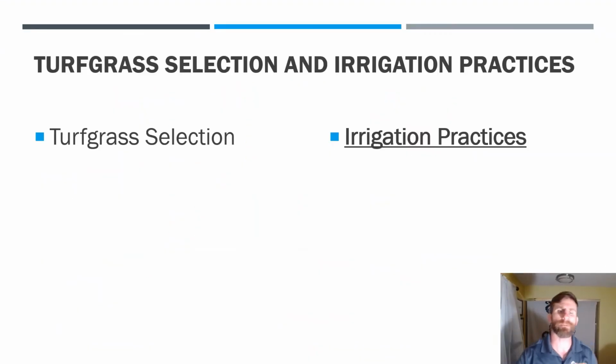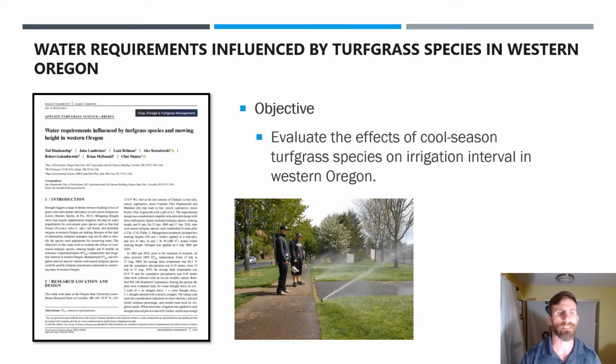Okay. Now let's move on from turfgrass selection over to irrigation practices. And to discuss this point, I thought I would share with you a recent publication produced by Oregon State University. We're looking at the water requirements influenced by turfgrass species in Western Oregon. And you can find the original publication at Crop, Forage and Turfgrass Management. It's an open access journal, so it's free access for anybody that wants to see this information.